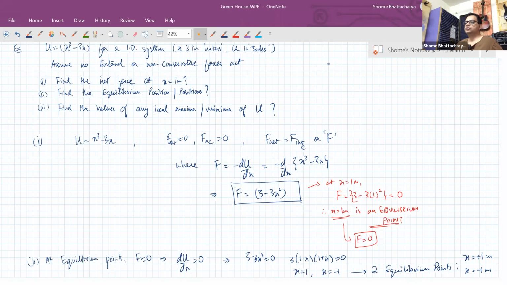Yeah, Tej, you can just go through what I've done over here. I think you got the answer by just putting potential energy as 0, but that is not the condition. It's not potential energy which should be 0. It's the gradient of potential energy, or dU by dx, that should be 0 at equilibrium point.